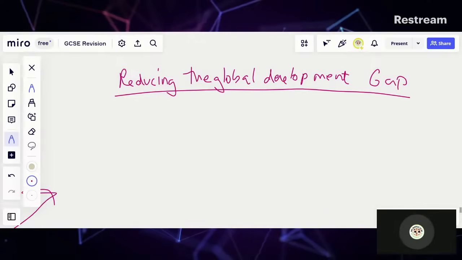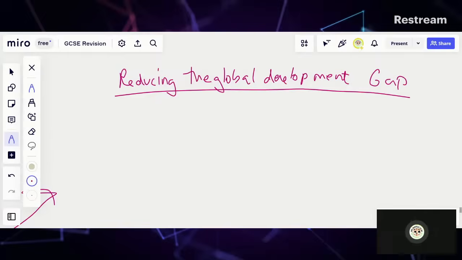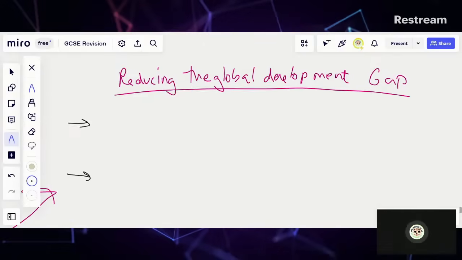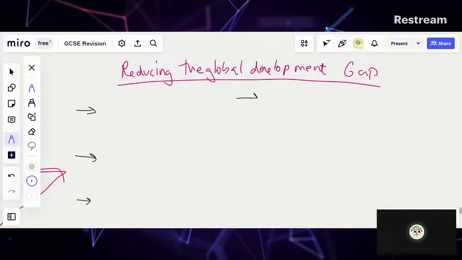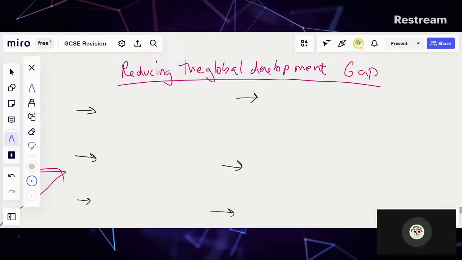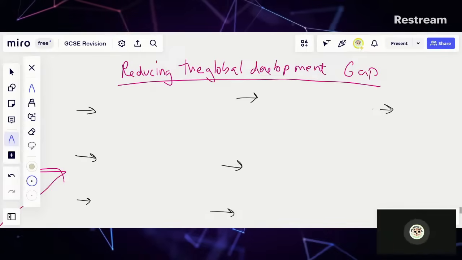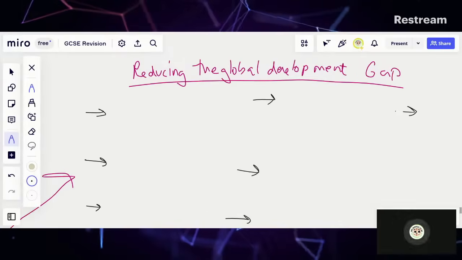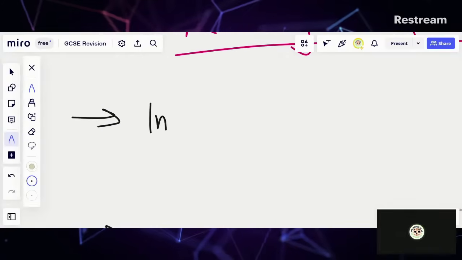Okay, so reducing the global development gap. There's actually 7 different ways we can reduce the global development gap. Now, in an exam situation, if you're asked about ways to reduce this, you don't have to talk about all 7. As long as you remember possibly between 3 to 5 of them, you will definitely be fine. But I'm going to go through all 7 so that you have the choice of picking which ones you prefer. So the first way is through investment.